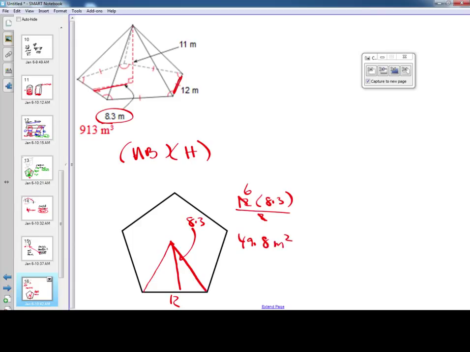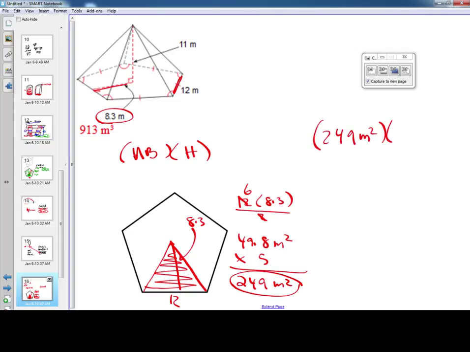49.8 meters squared. But that's only how many triangles? How many of them are there? Five. So multiply by 5. It should be 249. Awesome. So 249 meters squared. That is the entire base. I need to multiply by the height.